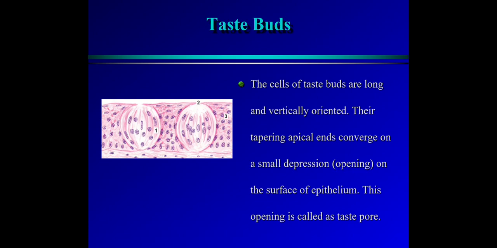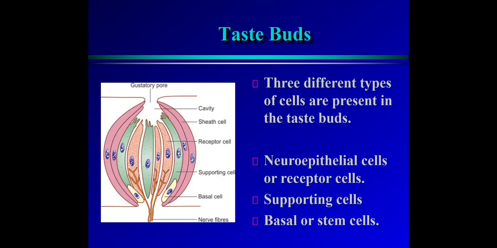Their tapering apical ends converge on a small depression or opening on the surface of the epithelium. This opening is called the taste pore. Here this is the taste pore. These are the cells present in the taste bud. These are vertically placed and elongated, and all the cells converge at the surface point, where they form a pore called the gustatory pore or the taste pore. So this is the structure of the taste bud.